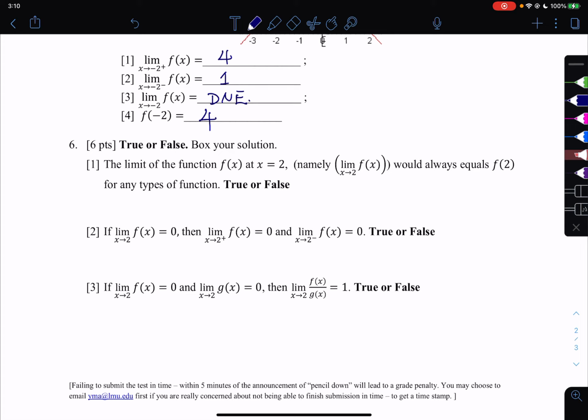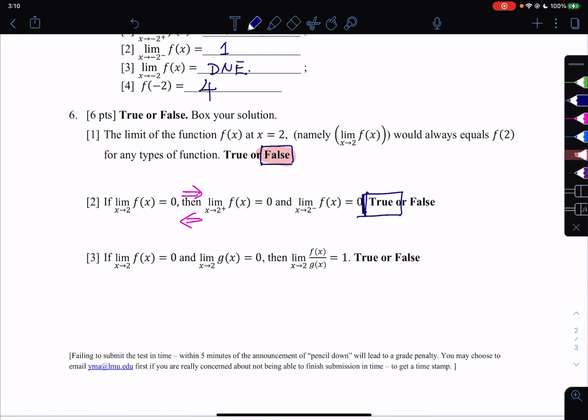So the limit of a function f of x at the point x equals 2 would always equal f of 2 for any type of function. It's not really true, otherwise all functions would be continuous. It only works for continuous functions, right? So if the limit of f of x at 2 is 0, then the left and right limits must be the same, which is exactly true. And it actually goes in both directions. So it leads to this, and it goes in the other way.